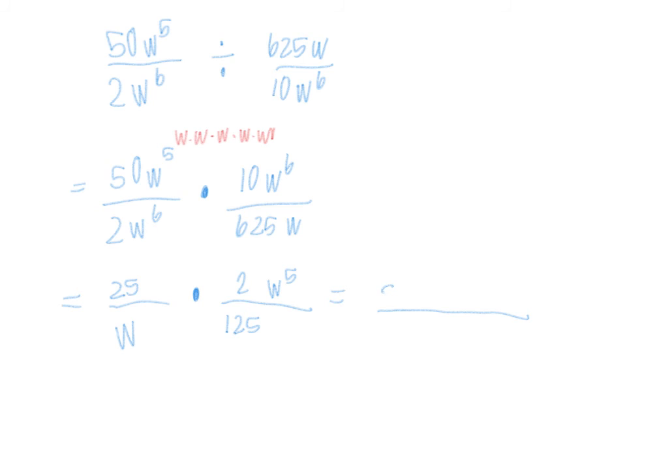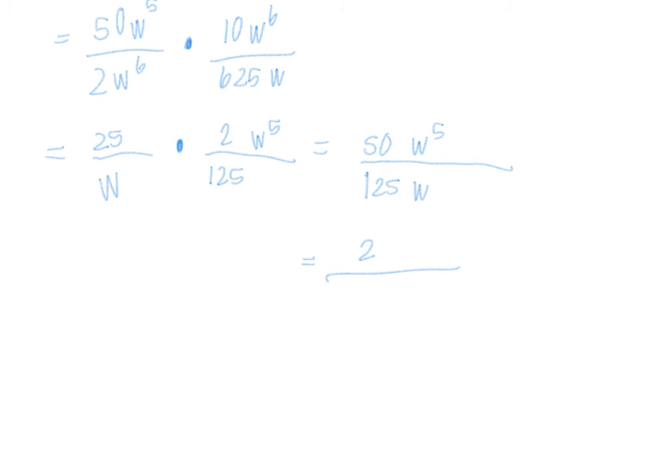25 times 2 is 50, w to the 5th, and then w times 125 is 125 w, and that simplifies into 25 goes into 50 twice, 25 goes into 125 5 times, and then this w down here cancels with one of those to leave you with the final answer of w to the 4th.